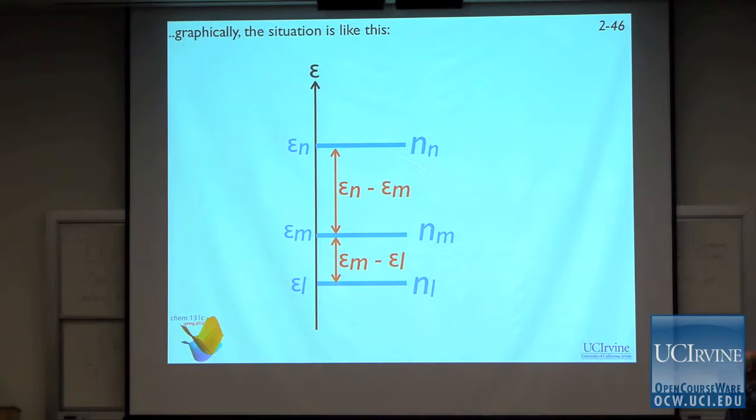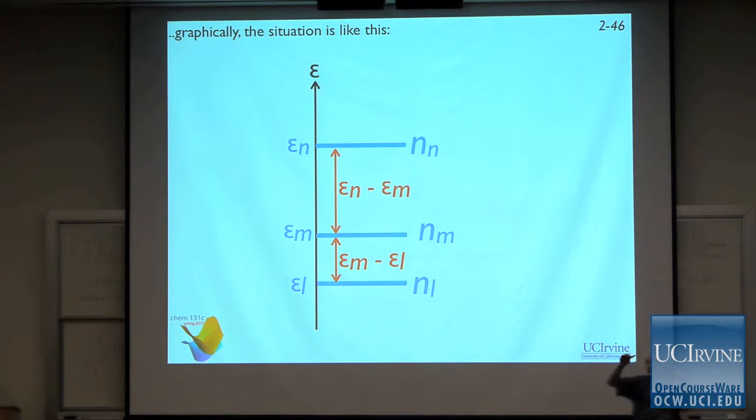How are you going to possibly do that? Well, here's what you do. Energy on this axis here. Here's our states, N, M, L. Here's the energy difference between M and L. The energy of M minus the energy of L, that's the difference between M and L. Here's the energy difference between N and M. It's just that difference right there. Graphically, this is our situation. There's a bunch of states below this and a bunch of states above this.